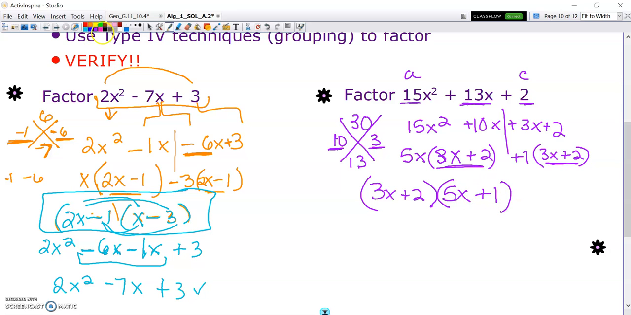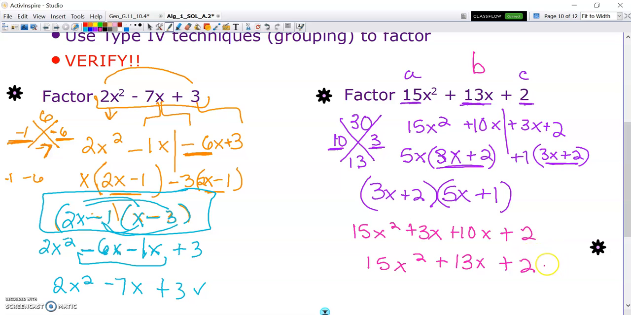Now definitely check. Do your FOIL or your double distribution. 3x times 5x is 15x squared. 3x times 1 is 3x. 2 times 5x is 10x. And 2 times 1 is 2. Put together your middle two terms and you'll get that 13x, which is what we were looking for there for our b term. And there you have it.